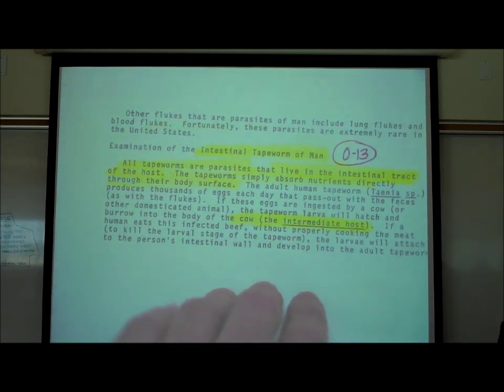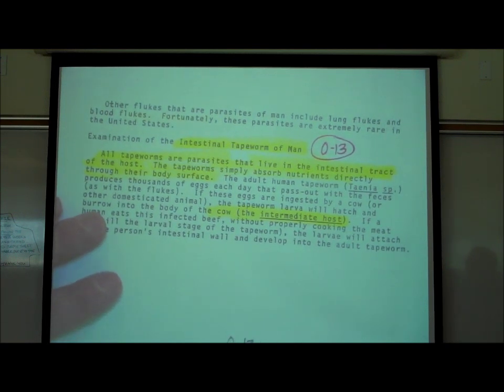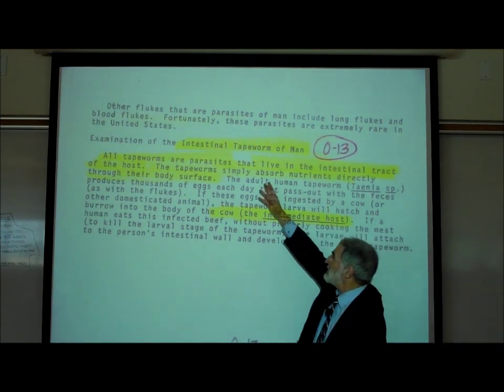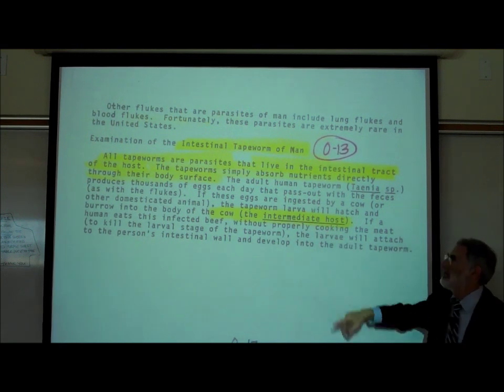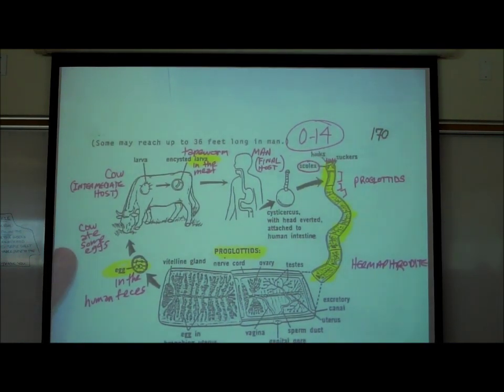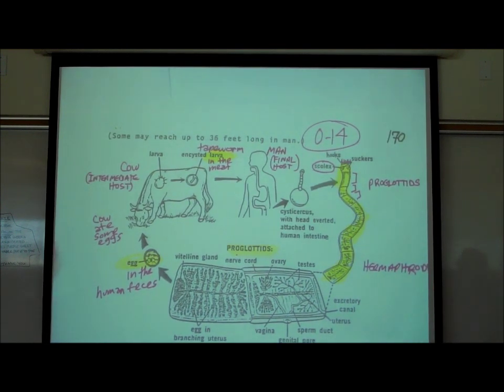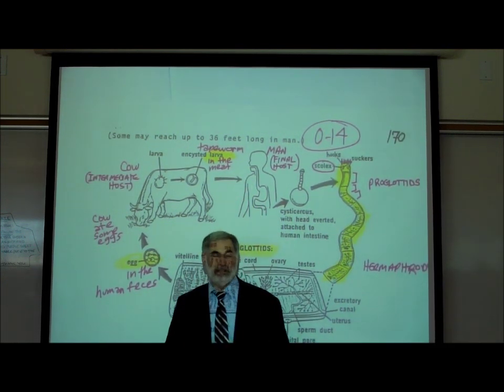To understand them a little bit better, I wrote, all tapeworms are parasites that live in the intestinal tract of a host, and the tapeworm absorbs nourishment directly through their body surface. Now, there's usually what's called an intermediate host, and in the case of the intestinal tapeworm of man, the intermediate host is actually a cow. We can see this on the next page, on 014. So on 014, we'll tell you a little bit about tapeworms, an exciting subject. You'll notice, first of all, at the very top, I wrote some tapeworms may reach up to 36 feet long in humans.